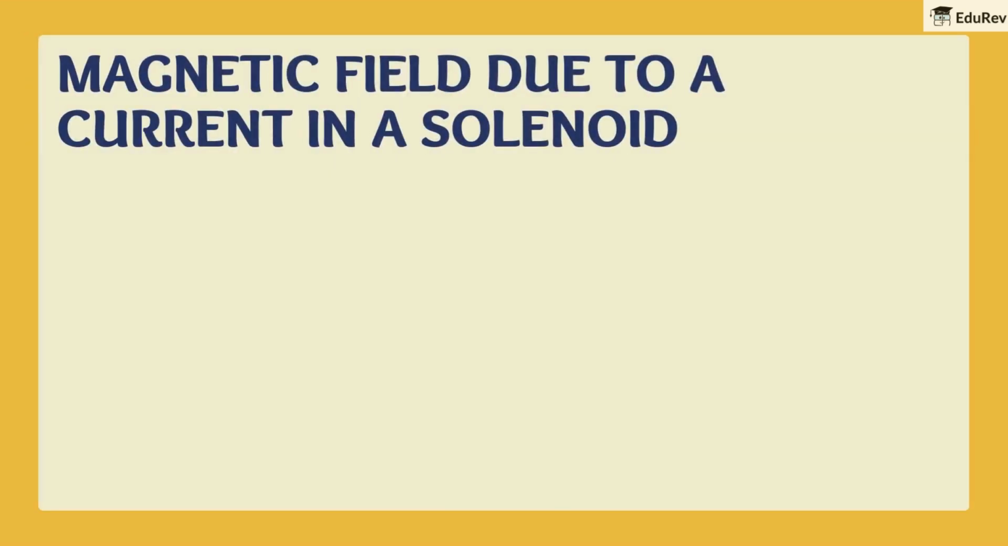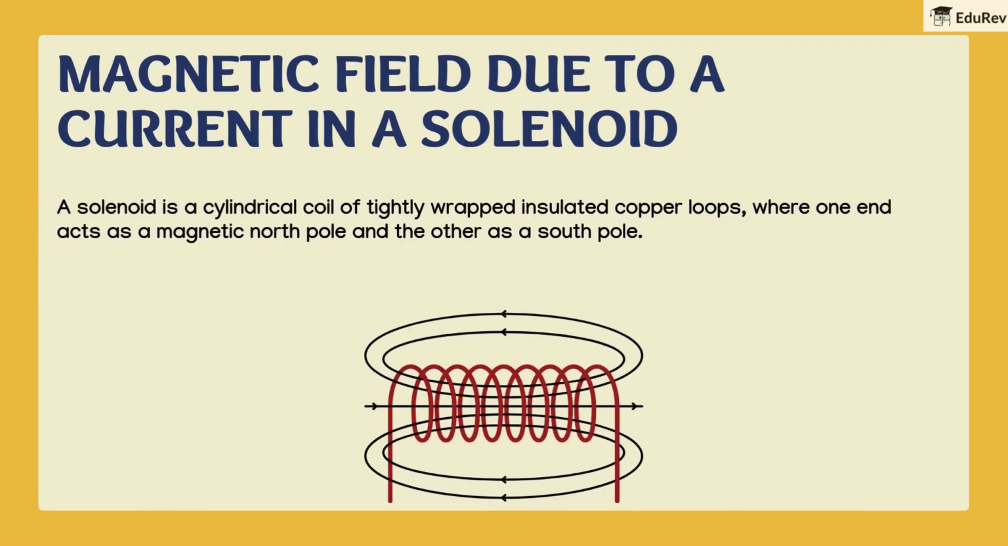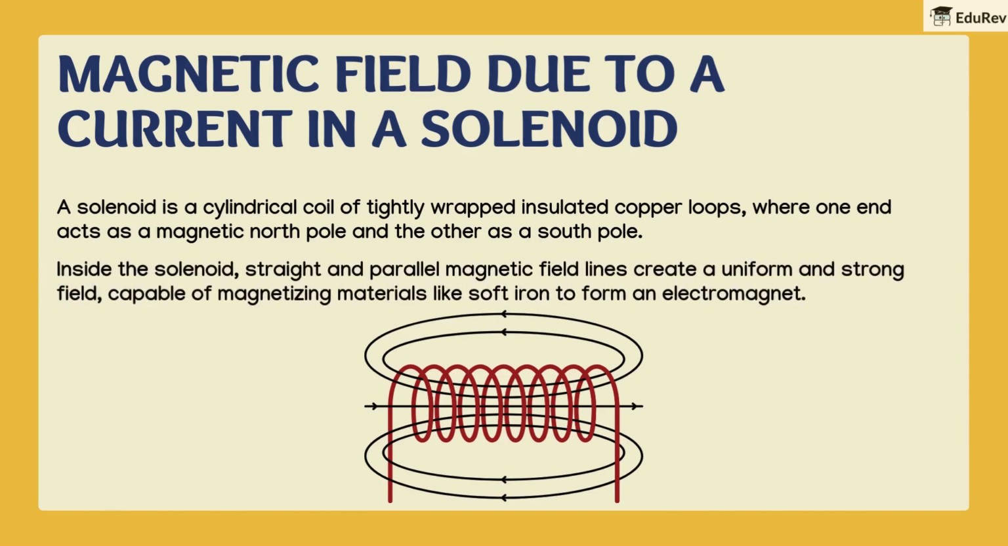Magnetic field due to a current in a solenoid. A solenoid is a cylindrical coil of tightly wrapped insulated copper loops, where one end acts as a magnetic north pole and the other as a south pole. Inside the solenoid, straight and parallel magnetic field lines create a uniform and strong field capable of magnetizing materials like soft iron to form an electromagnet.